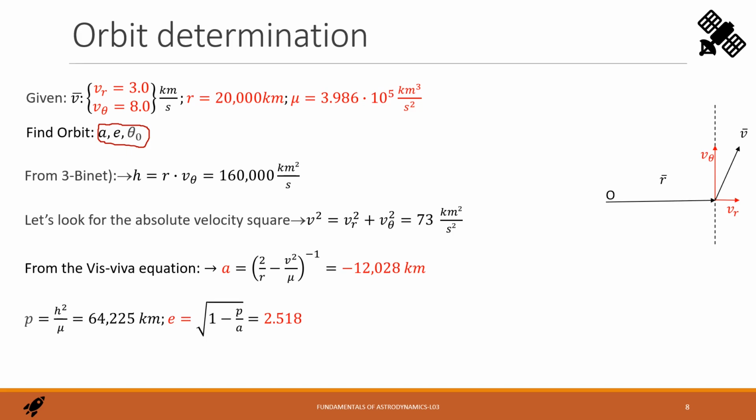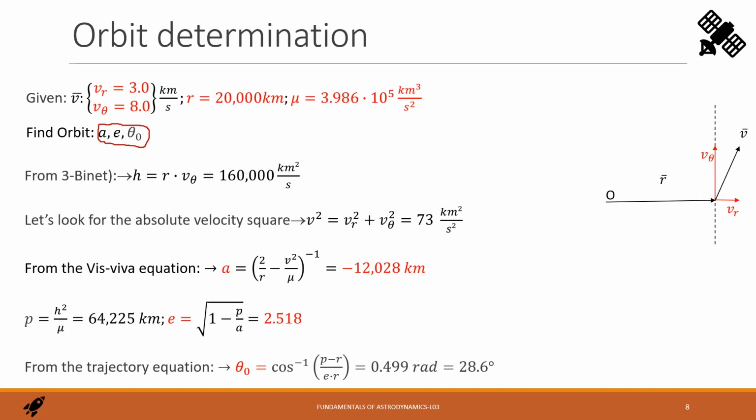Then we can get P, that is h squared over m, and the eccentricity from the square root of 1 minus P over A. That turns into 2.518. The only missing info is the angle theta 0. We use the trajectory equation solved for theta 0. By means of the inverse cosine function, we get 28.6 degrees.